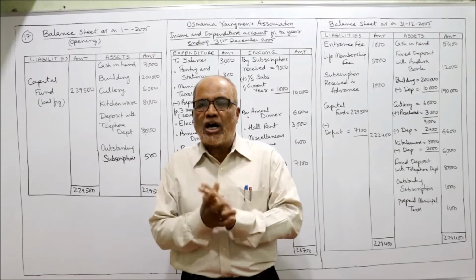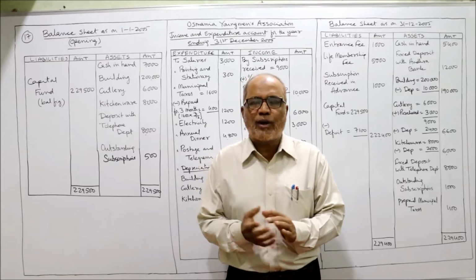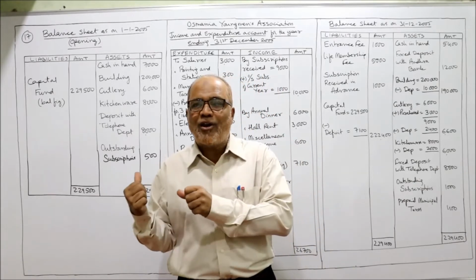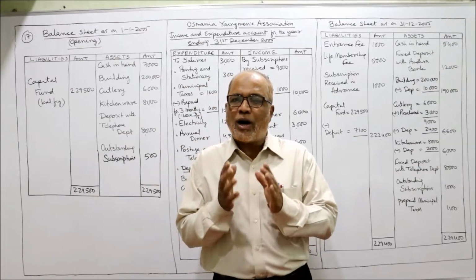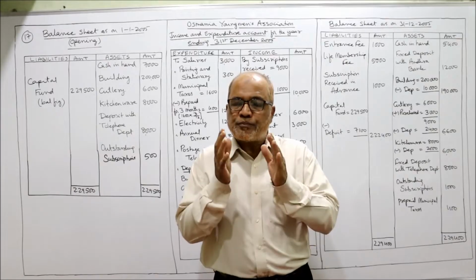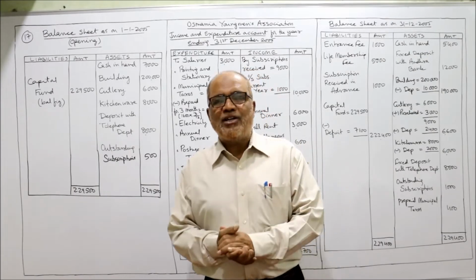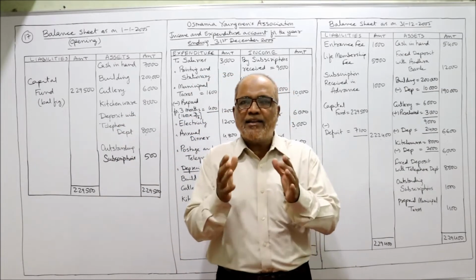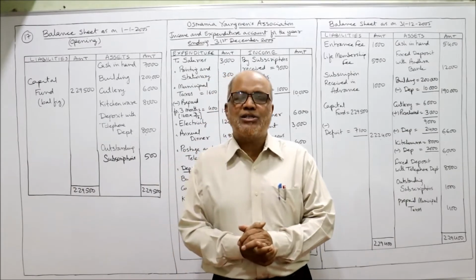If you have watched earlier videos, now you are in a position to prepare the income and expenditure account and balance sheet. If you have not watched the earlier videos, you will not be able to understand the present session. So I suggest you first of all watch the initial videos. Go to the playlist of my channel, select the subject Financial Accounting 2. Select the topic of the video, that is accounts of non-profit organizations.